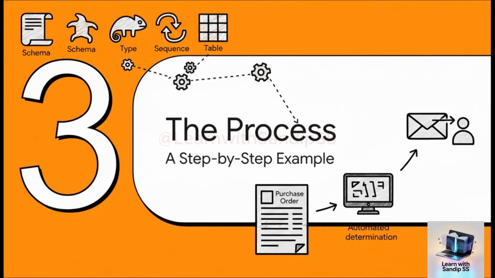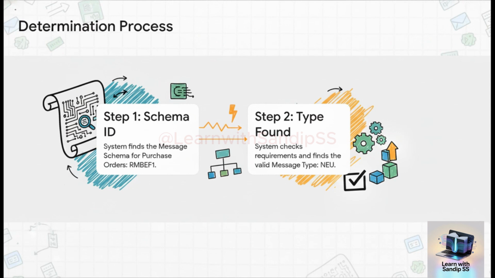We've met the whole crew: schema, type, sequence, and table. Now, let's see them in action. We're going to follow a real purchase order as it makes its way through our intelligent mail facility. So, here we go. You create a standard purchase order. The very first thing SAP does is look at it and say, okay, this is a PO. That automatically points it to the master blueprint for POs, which is message schema RMBFE1.